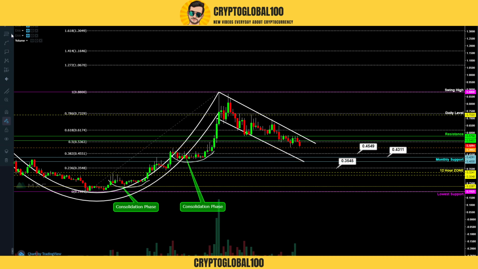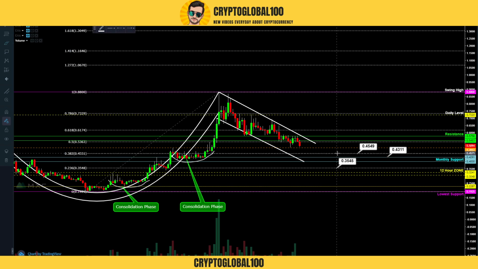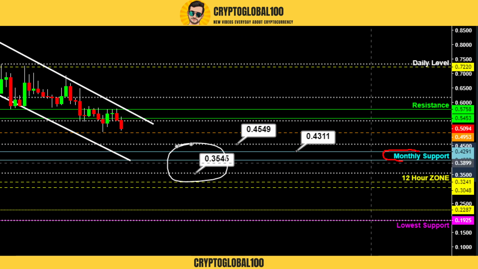Let me draw with a pen. Where is the pen tool? Yeah, this one. I'm expecting this zone to be hit in the next few days. And also let me show you guys, this is the monthly support, very large. You see, monthly support is always a huge support. So if the price comes down, we can expect a rejection from here as well. So that's why I am making this zone a good buying zone, 0.45, 0.35.